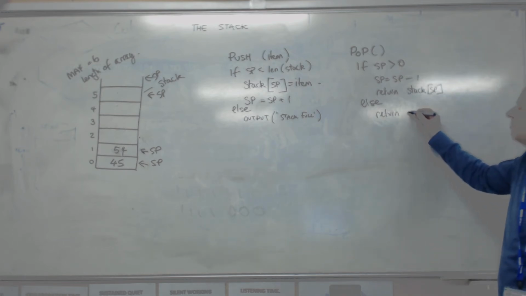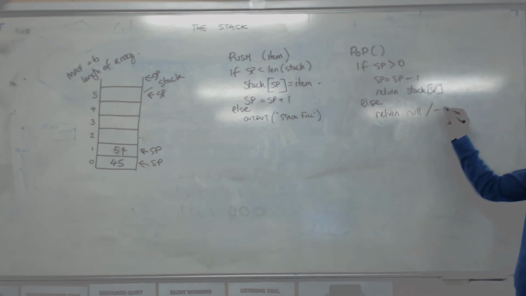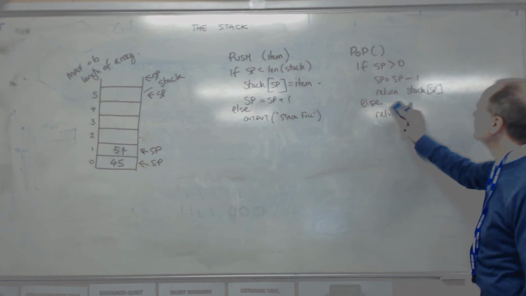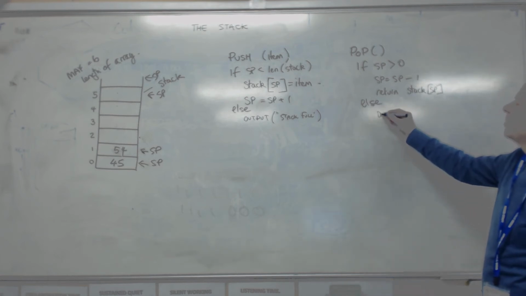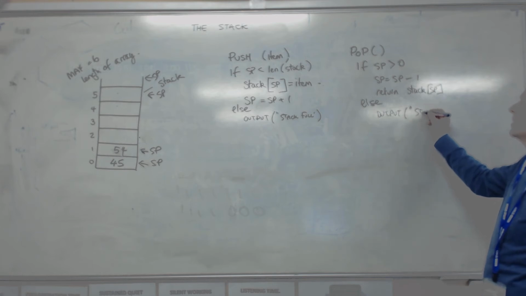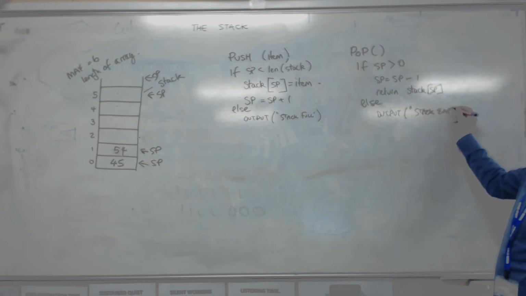So we need to return something. I'm assuming it's numbers that I'm dealing with on the stack. Which in general, if it's a computer, we can interpret things as numbers. So we return -1, null, something that indicates that there is no value to return. You can, because it's pseudocode again, do output and explicitly explain to the exam board that the stack is empty.